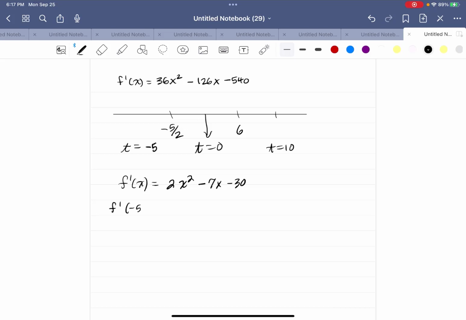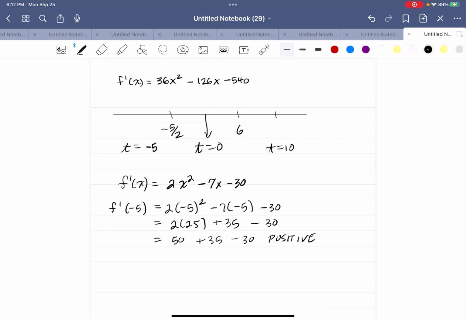So f prime of negative 5 would be 2 times negative 5 squared minus 7 times negative 5 minus 30. 2 times 25 plus 35, be careful there, minus 30 is 50 plus 35 minus 30. I now can tell that is positive. So the region to the left is positive. So that's all the numbers from negative infinity to negative 5 over 2.